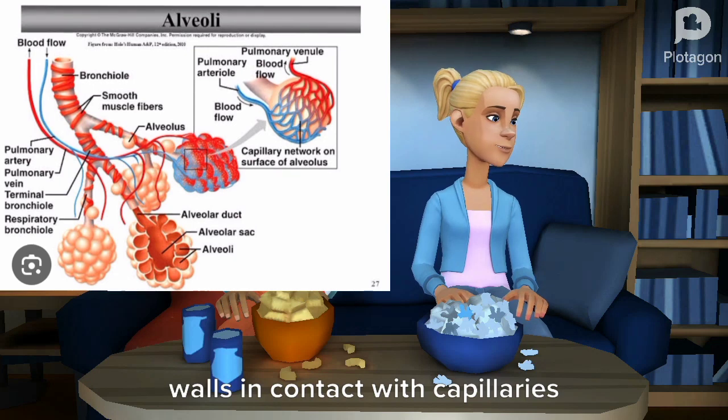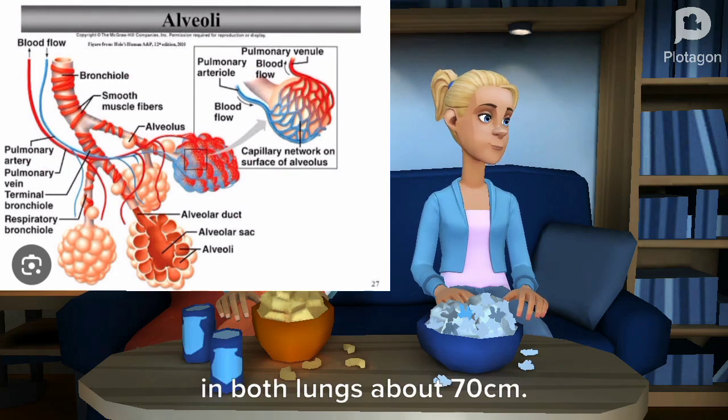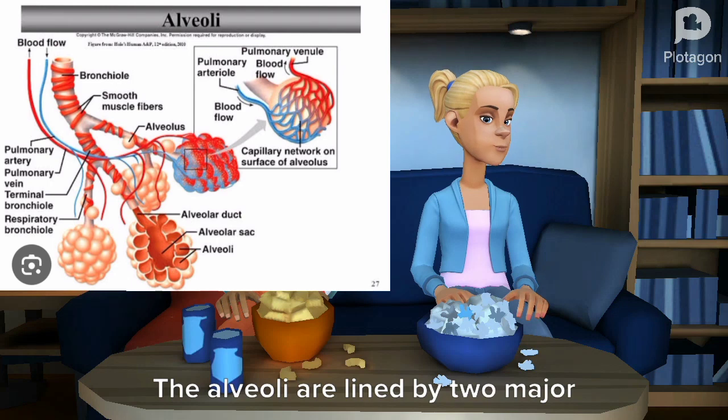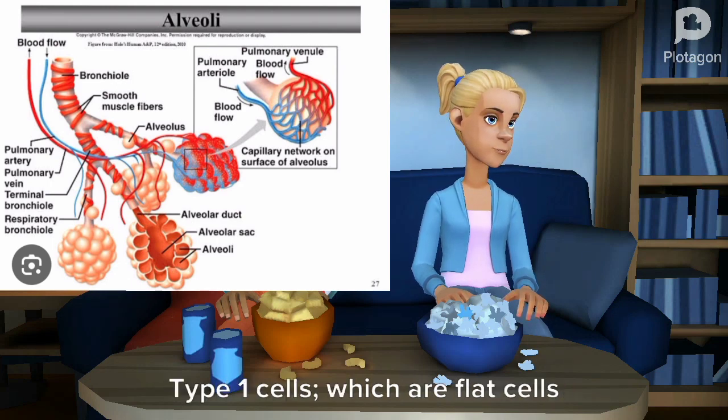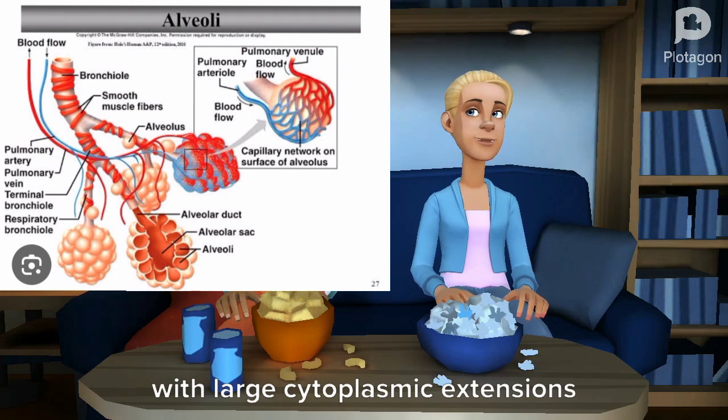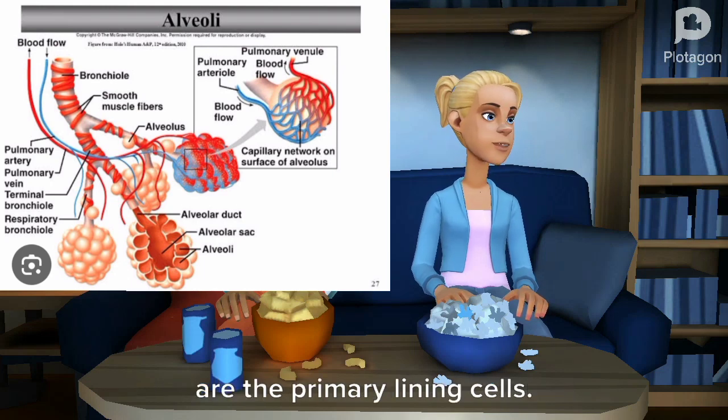There are about 300 million alveoli in humans, with the total area of the alveolar walls in contact with capillaries in both lungs about 70 centimeters. The alveoli are lined by 2 major types of epithelial cells. These are type 1 cells, which are flat cells with large cytoplasmic extensions, and are the primary lining cells.